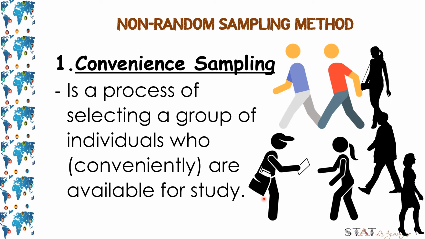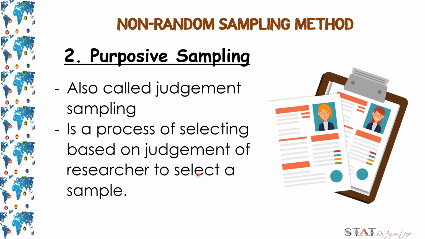In other words, not all can have a chance to be selected. So what if they're not able to go in the library? What if they're not your friends? You don't know them, so they don't have the chance to be selected as sample. So that's why it is called convenience sampling. Okay, let's proceed to the next non-random sampling method.